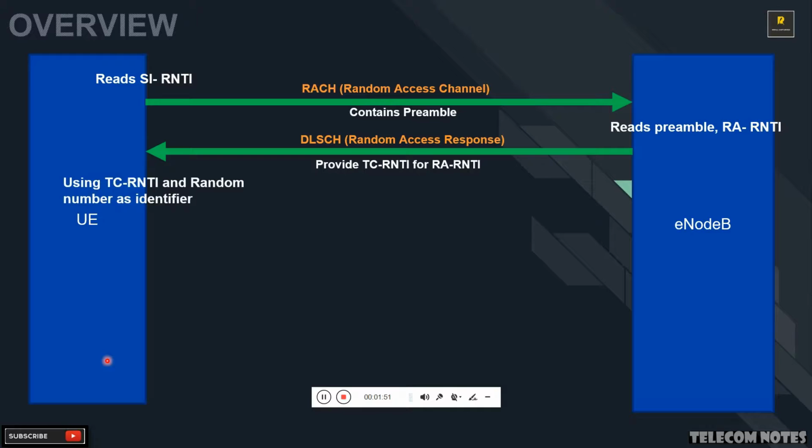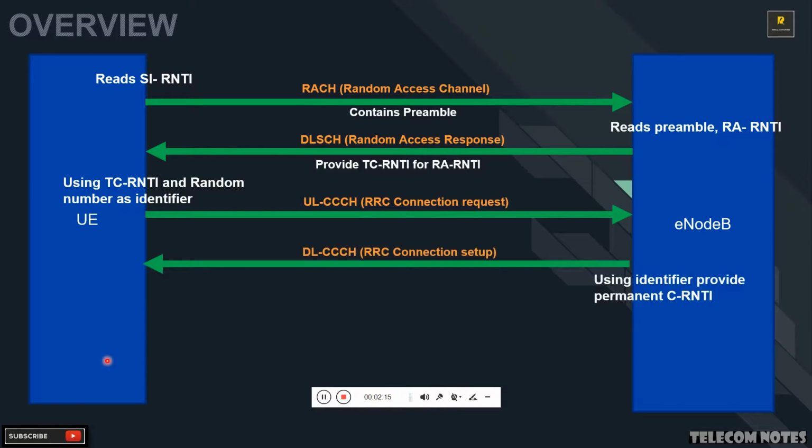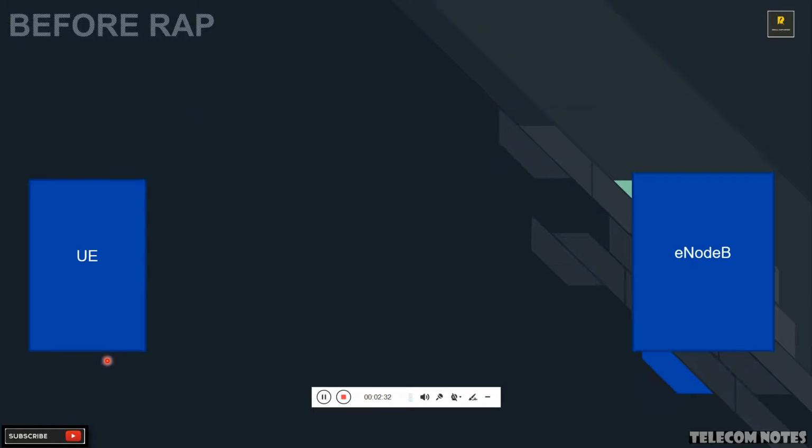Using TC-RNTI, that is temporary cell RNTI, and a random number as identifier, UE sends the RRC connection request to eNodeB on the channel UL-CCCH, that is uplink common control channel. After that, eNodeB goes for the RRC connection setup on DL-CCCH, that is downlink common control channel, using the identifier that provides the permanent C-RNTI. So that's the overview that we are going to discuss today.